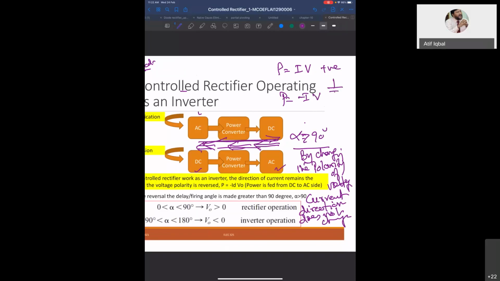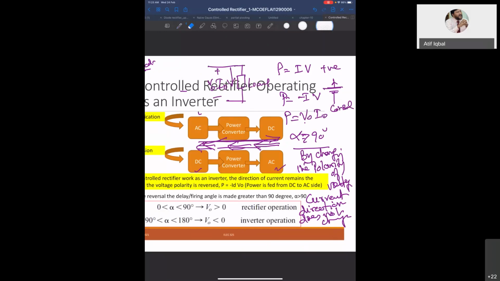If you remember the passive sign convention, we have shown that the power can either be generated or be consumed. Yes, it can be positive or negative. So when it is operating as a rectifier, you have this load, and this is the direction of flow of current, and this is the direction or polarity of the voltage. So both have the same polarity. So V naught and I naught both have the same polarity. So power is positive, power is consumed by the load.